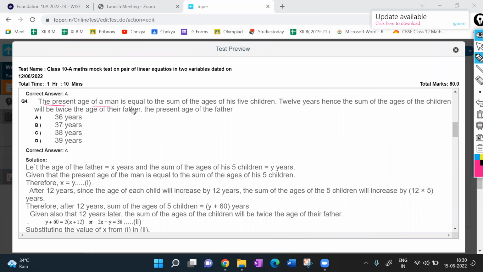The present age of a man is equal to the sum of the ages of his 5 children. 12 years hence, 12 hence is nothing but what? After 12 years, the sum of the ages of the children will be twice the age of their father. The present age of the father is what? How can we solve this?